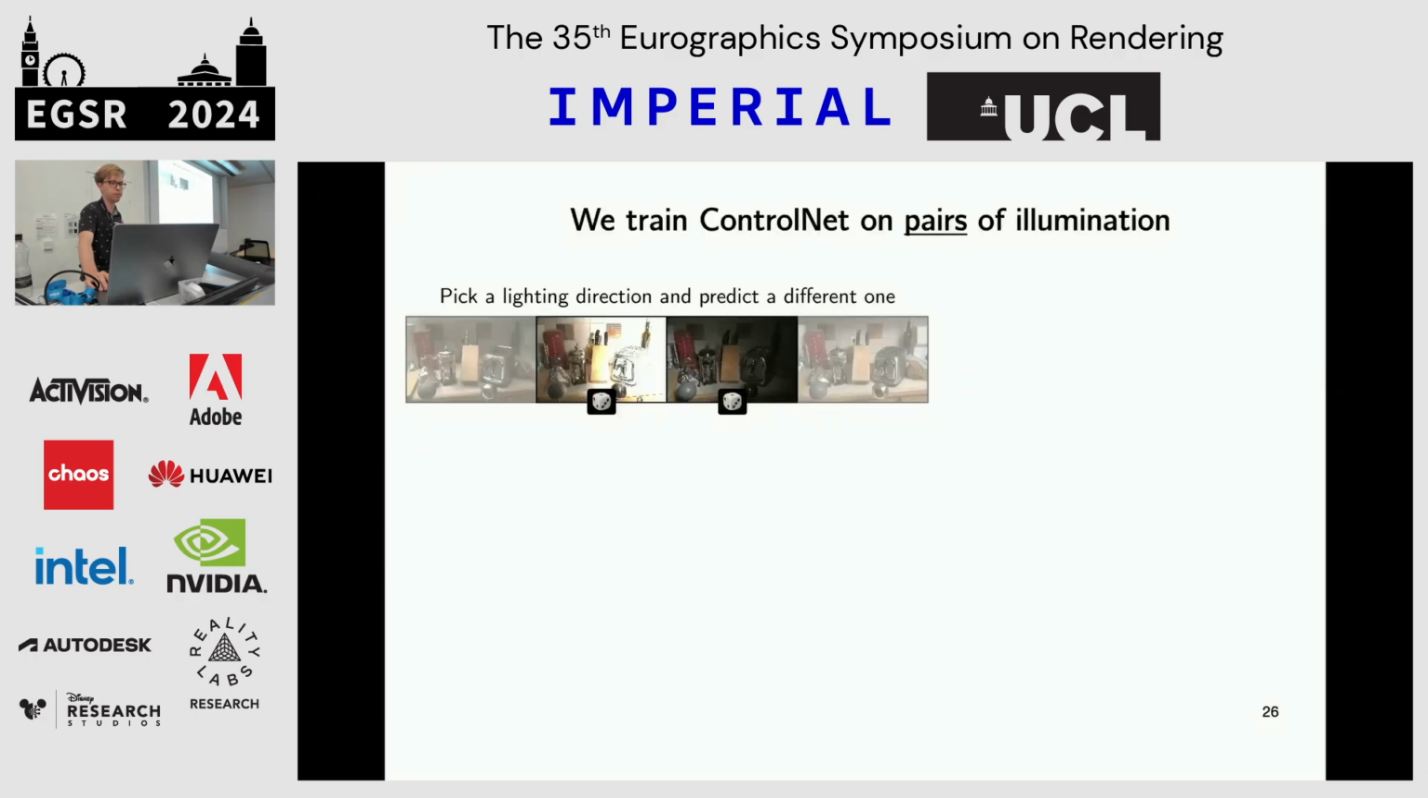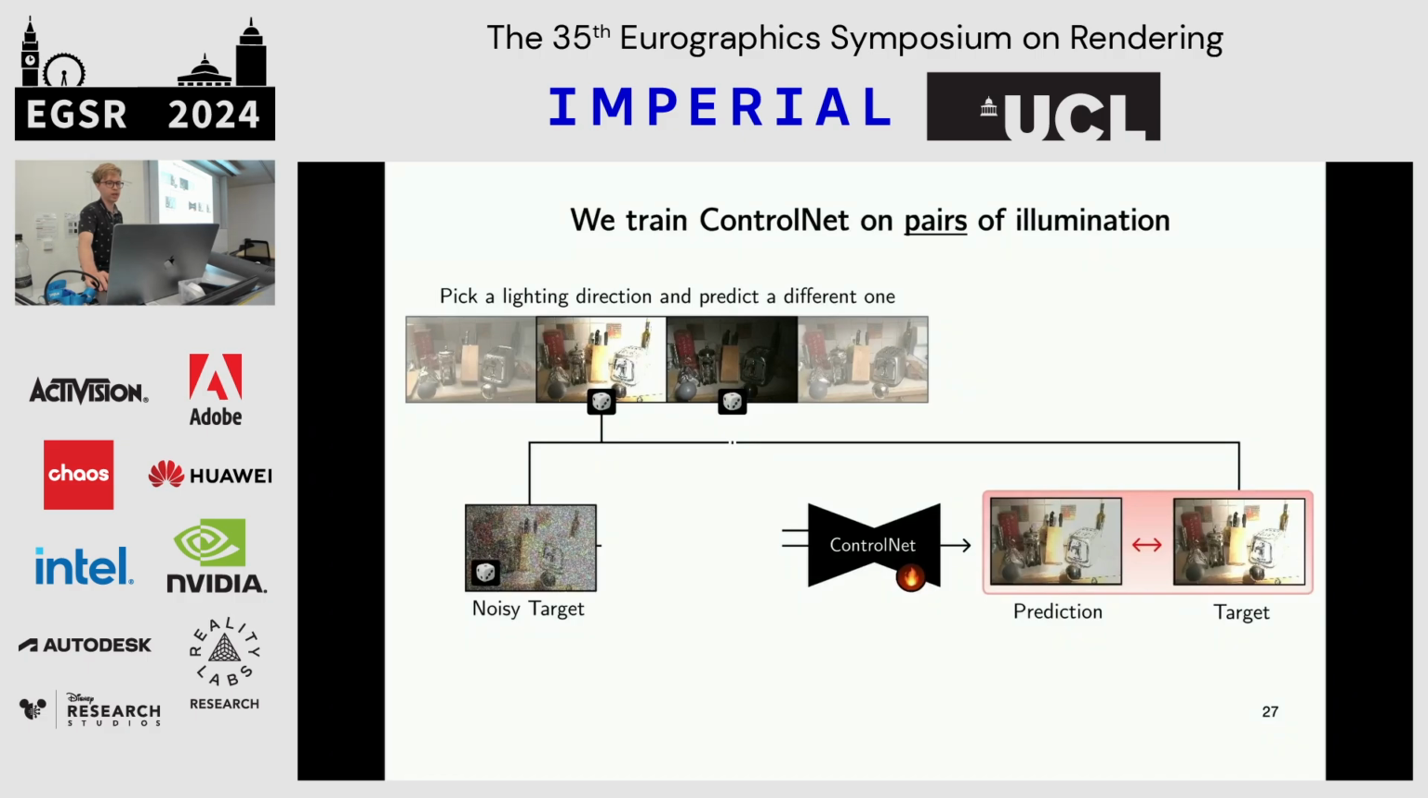And we train ControlNet on pairs of illumination of the same scene. So what we'll do is we'll take one picture, add noise to it, give it to ControlNet, and it has to predict the denoised version, which actually is predicting the noise within that image, but I'm putting the picture so the diagram is understandable.